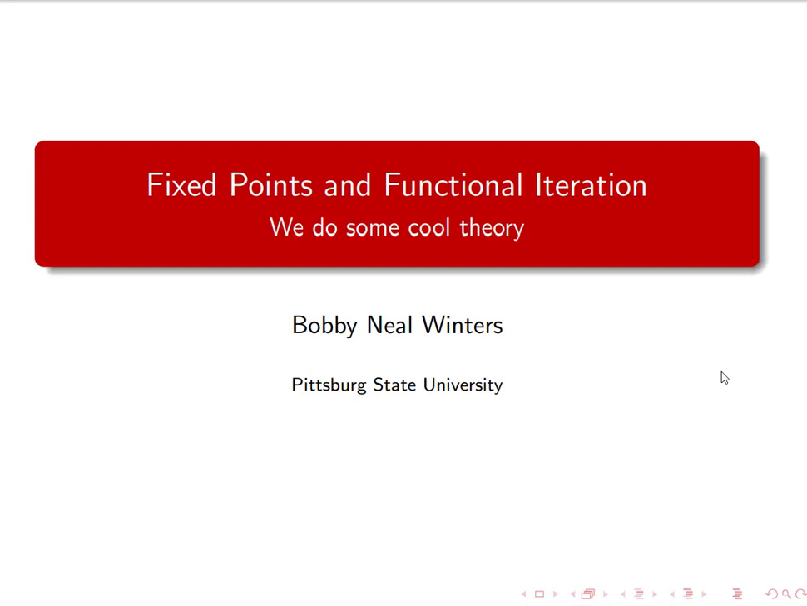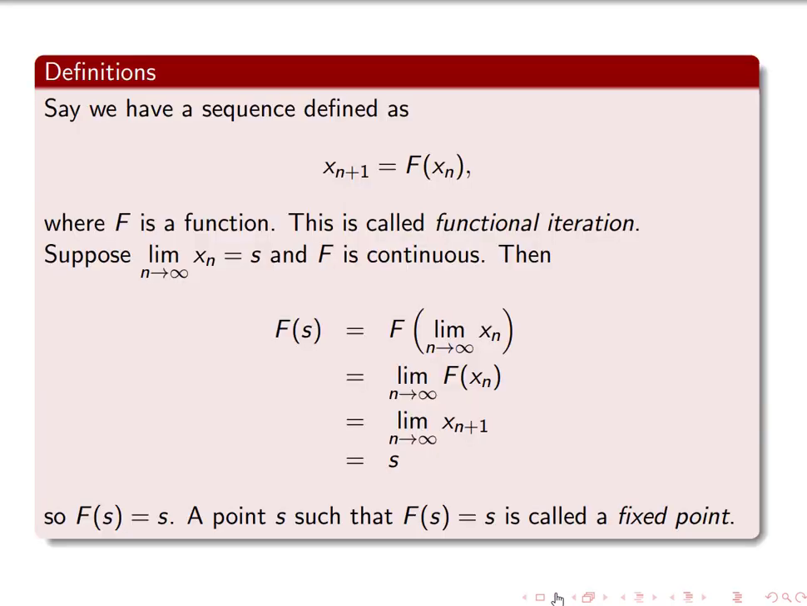Okay, in this lecture we're going to talk about fixed points and functional iteration. We do some cool theory which will kind of encapsulate what we've done previously. And the idea starts out: we have a sequence defined in this fashion, that x_{n+1} is equal to f of x_n. And all we know at this point is that f is some sort of a function. This process is called functional iteration.